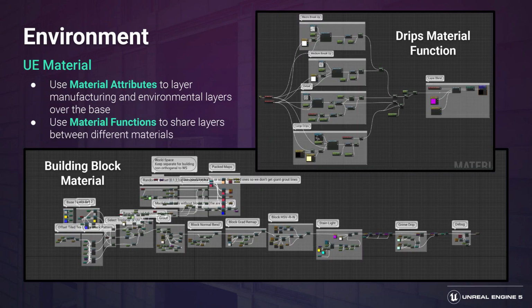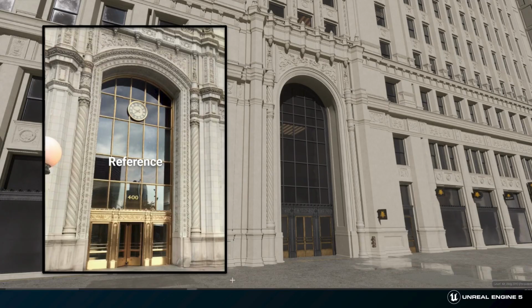You can see that we use material attributes to layer the manufacturing and environmental layers over the base. You can see this by the one spine that kind of travels through the graph from left to right below. We use material functions along this spine to share these layers between different materials. For instance, here's our drips material function in the upper right. So let's check back in with where we are.